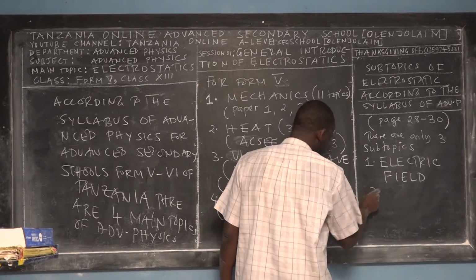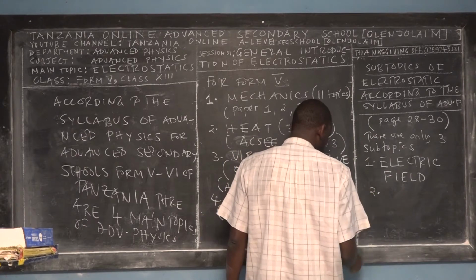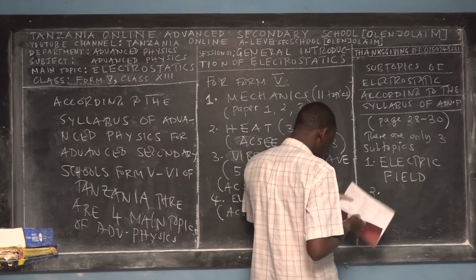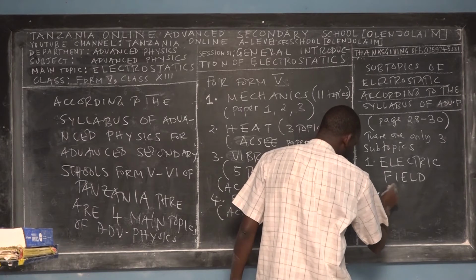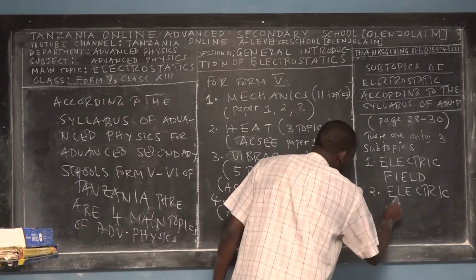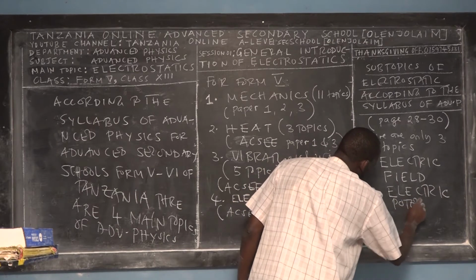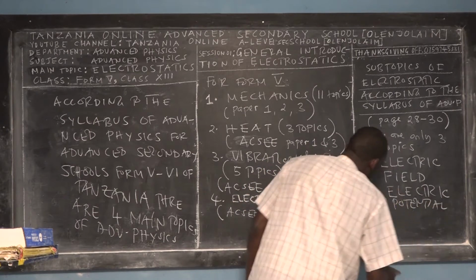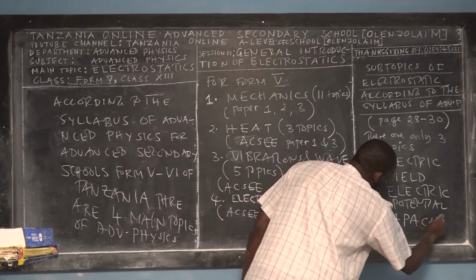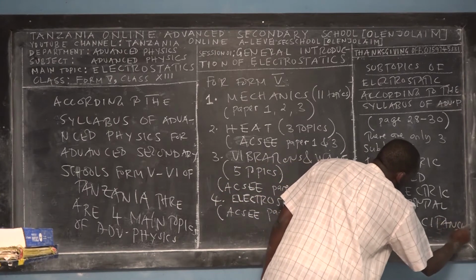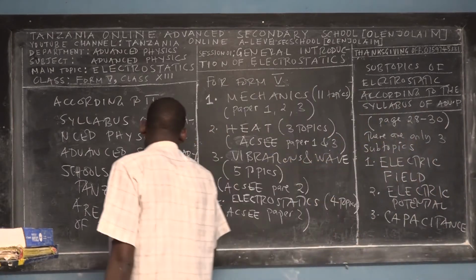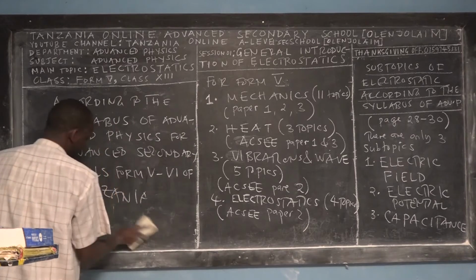Okay? The second subtopic is called the electric potential. Electric potential. Okay? The last one is called capacitance. It's called capacitance. So those are 3.